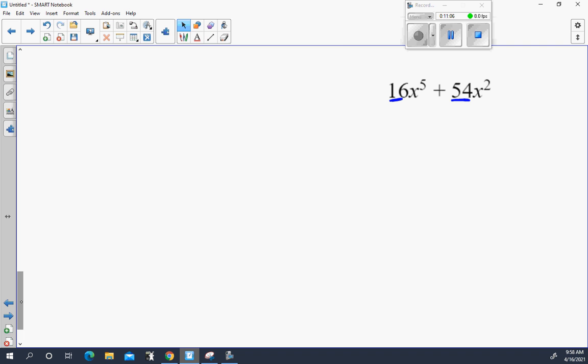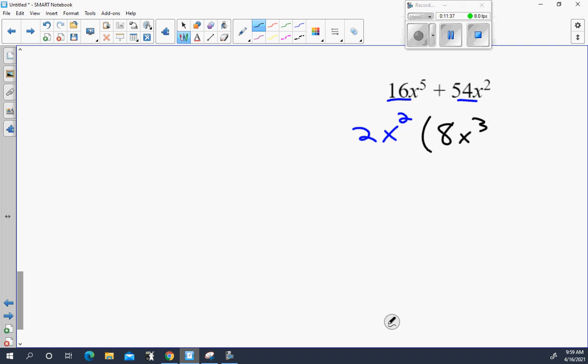Okay. So, if I take out a 2 from both of these, I have 2 times. Sorry, what else can I take out? I can take out a 2. So I know I have a 2. What else can I take out? I can also take out an x squared, right? They both have at least an x squared. So I can take out a 2x squared, and what's left? I have 8x to the third, and I have plus 27.